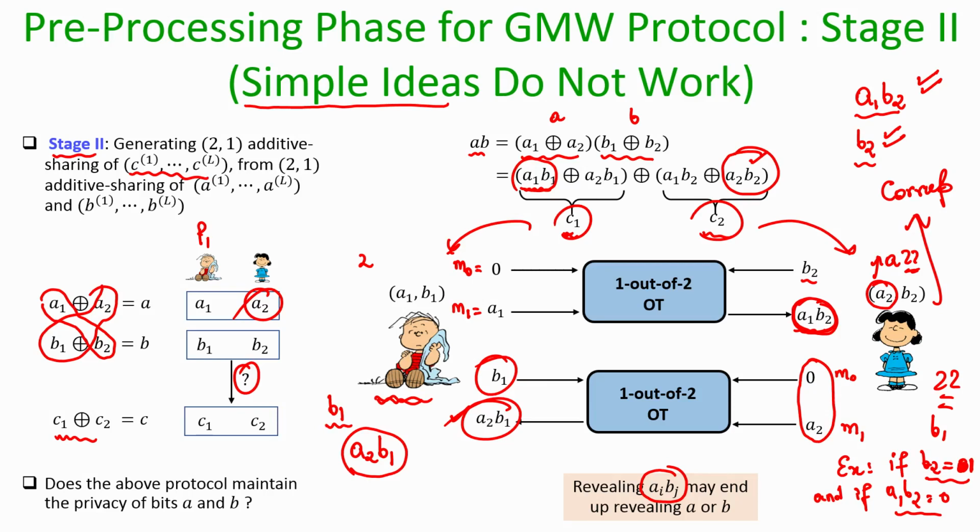So, that is why this method of computing the secret sharing of A times B by running the two instances of OT need not maintain the privacy of the bits A and B, because through one of the OTs as a receiving party, a corrupt receiver might learn Ai times Bj, and it may end up revealing the entire A or B, depending upon his or her share of the A or B value.